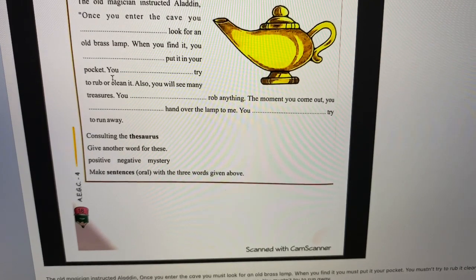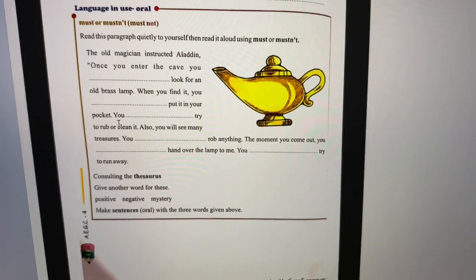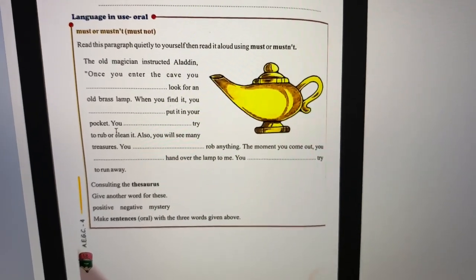I've given the answer, but I want you to try this exercise on your own before you listen to the answer I gave you.